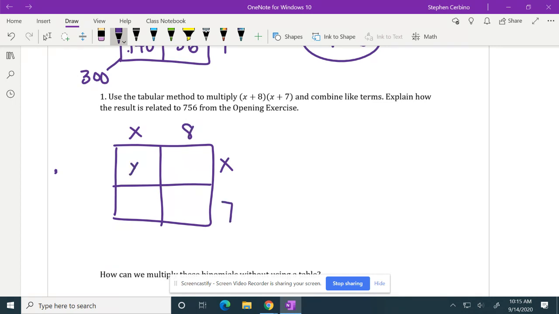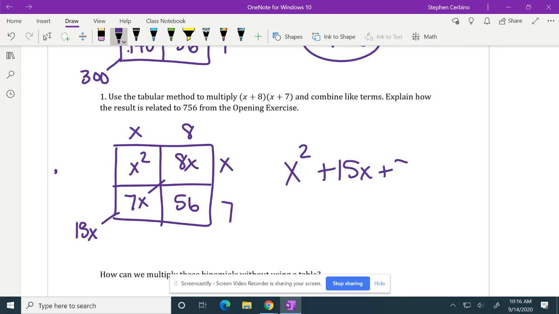x times x is x squared, x times 7 is 7x, 8 times x is 8x. Remember, when you multiply variables, we add the exponents. That's why x times x is x squared. And when we multiply a number and a variable, they just go together. These are going to add up to become 15x. That's a 15. Let's fix that, it looks like an 8. So that's a 15x. 8 times 7 is 56. And if we put all this together, we get x squared plus 15x plus 56.